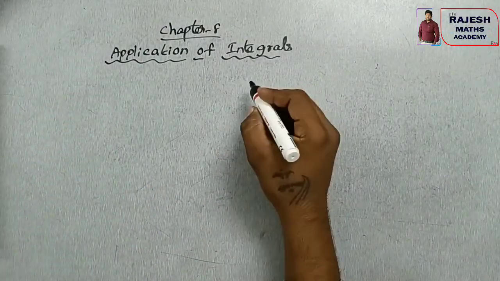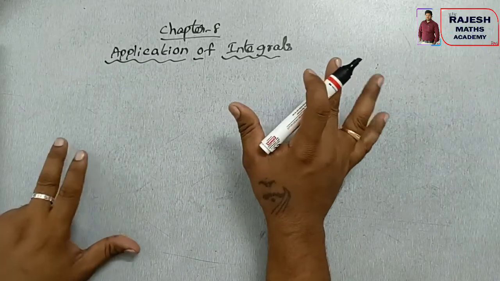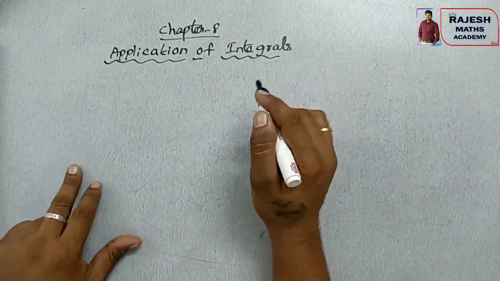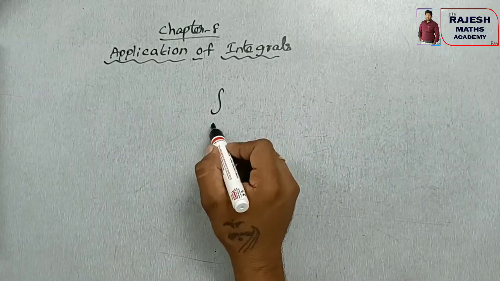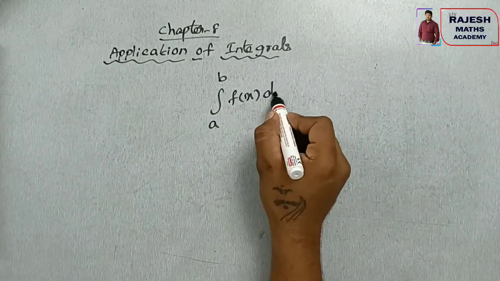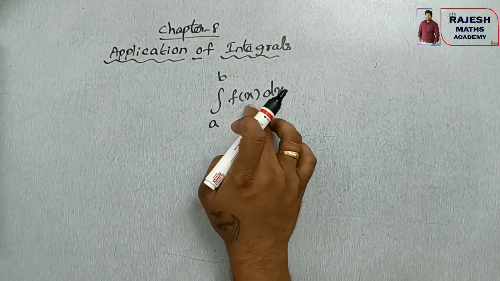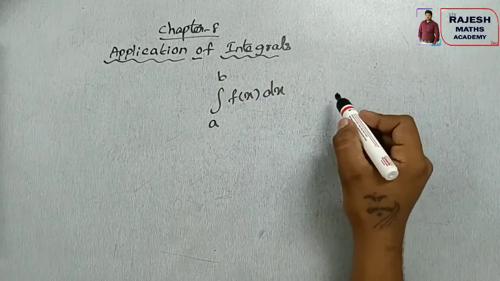First we have seen the definite integral and we have seen the indefinite integral. Both integrals we have seen. Finally, we have seen the definite integral. The definite integral means integral a to b f of x dx. The limit is a to b. We are going to evaluate this function from the limit a to b.